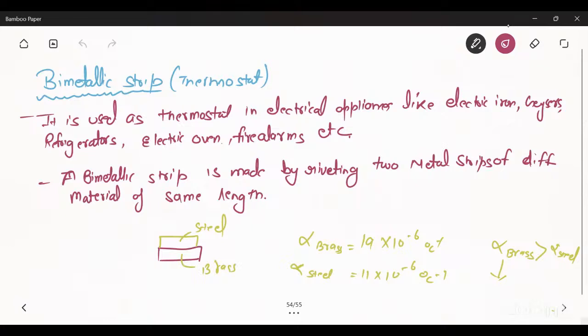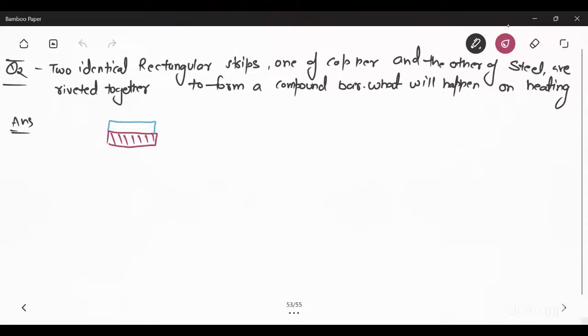So what will happen? They will bend. The body in which the coefficient of linear expansion is more will bend more, and the metal in which the coefficient of linear expansion is less bends less. So this is a bimetallic strip. Here in the question, this is also discussing a bimetallic strip. This is steel and this is copper. So what happened in it?